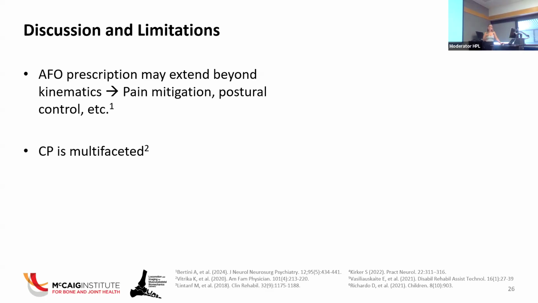Also, CP is a very multifaceted condition. There's a lot of neurological component. It's a neurological condition, and we are only looking at kinematics here. So there may be components of muscle spasticity or different postural and gait effects that we didn't necessarily take into account here that might have a little bit more of an impact on the results than what we're showing.